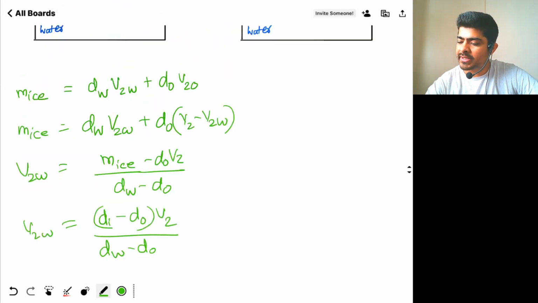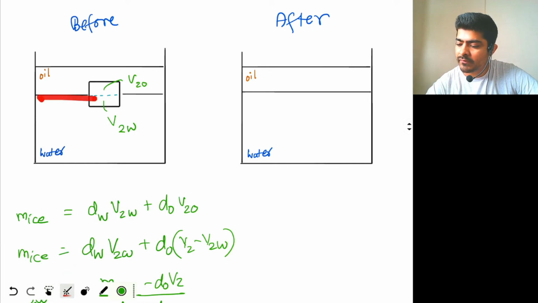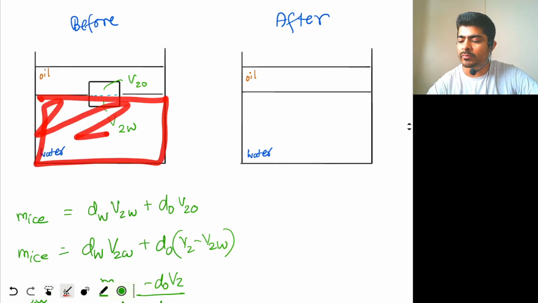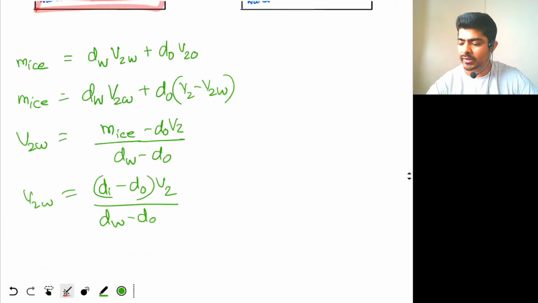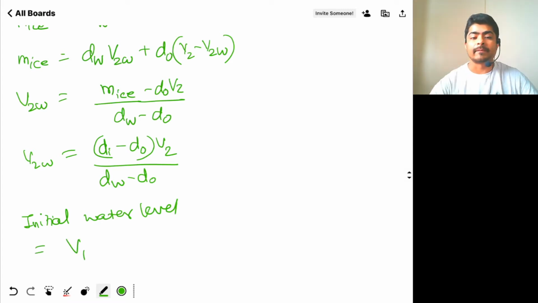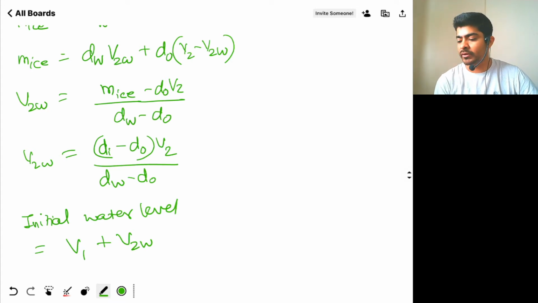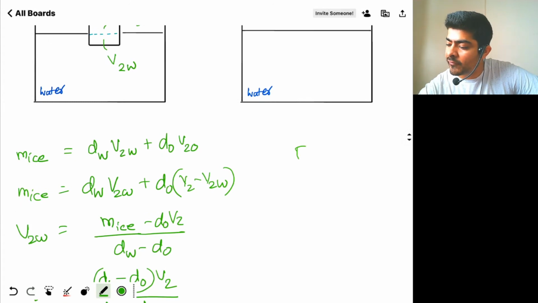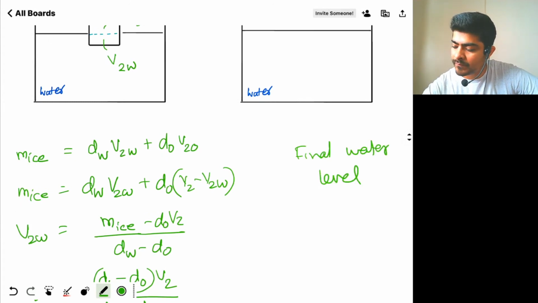So we can write down the initial water level. Initial water level will be how much? Volume of water plus V2W. Okay, pay attention. Initial water level will be equal to volume of water plus V2W, how much ice is submerged in water. Okay, this is the initial water level. Now what is the final water level? Final water level is how much?